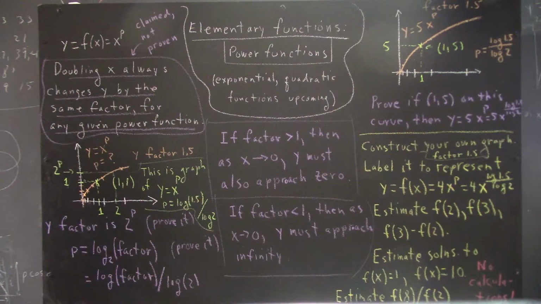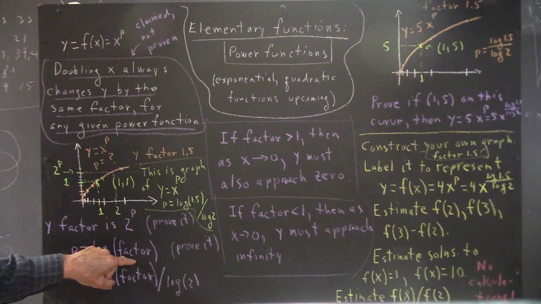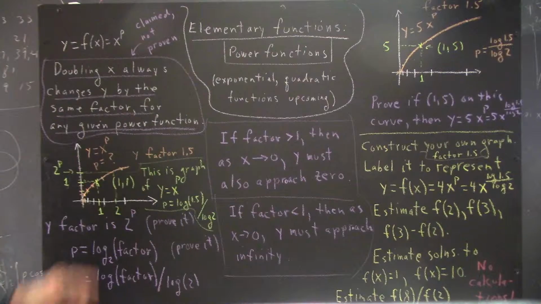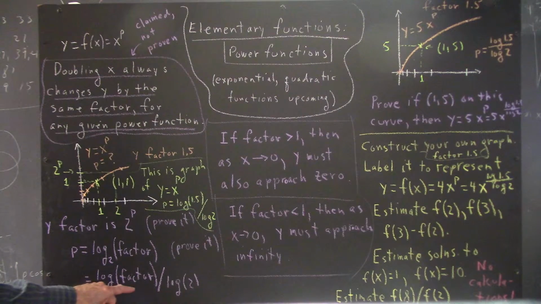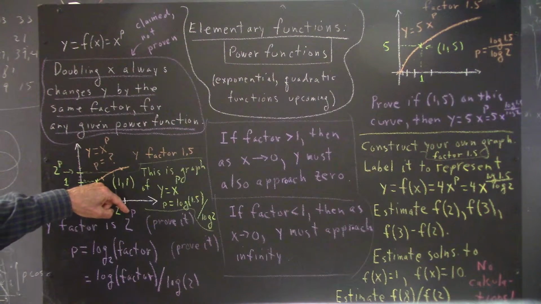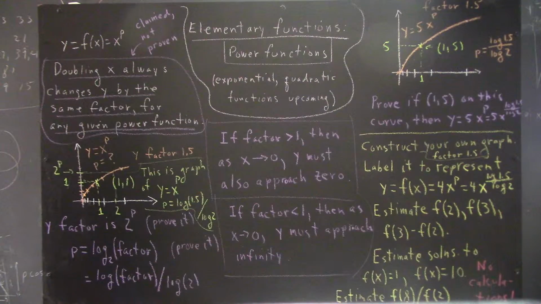Okay, the next thing that comes immediately from this is that p is the log to the base 2 of that factor. So if the y factor is 1.5, p is the log to the base 2 of that factor. Now you might or might not have covered logs by this point, and if you haven't, then that's not going to mean too much to you, but when you do, it will. And also, by the rules of logarithms, that's easily calculated as log of the factor divided by log 2. You have a log button on your calculator, so you could actually calculate this. You could actually figure out what the power p is if the y factor is 1.5.